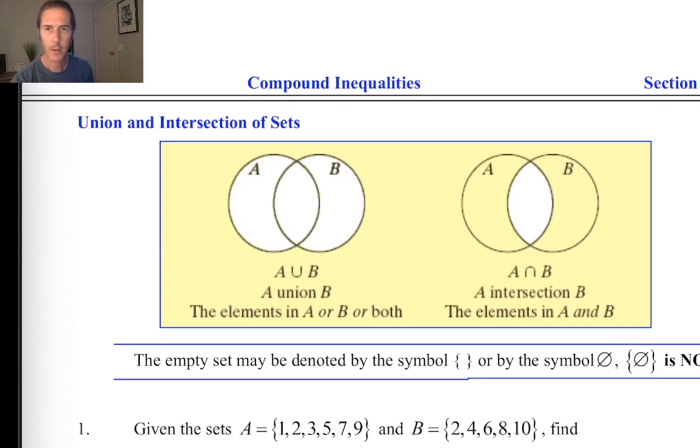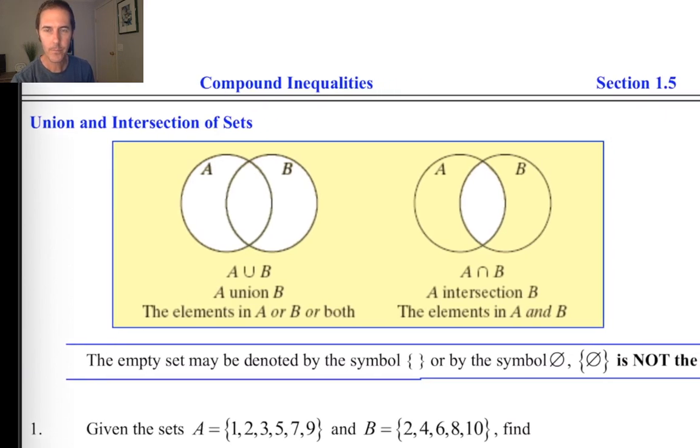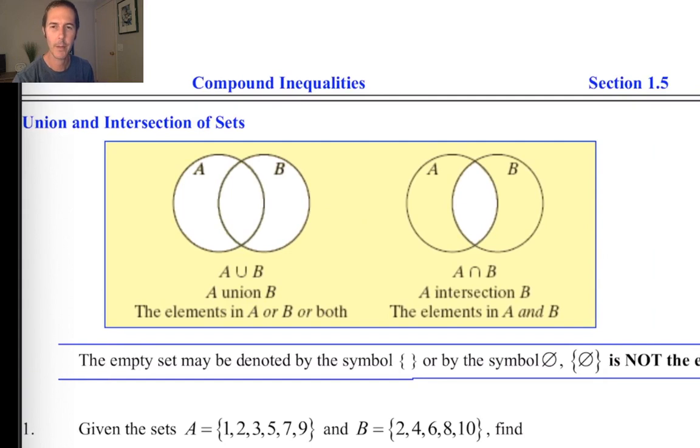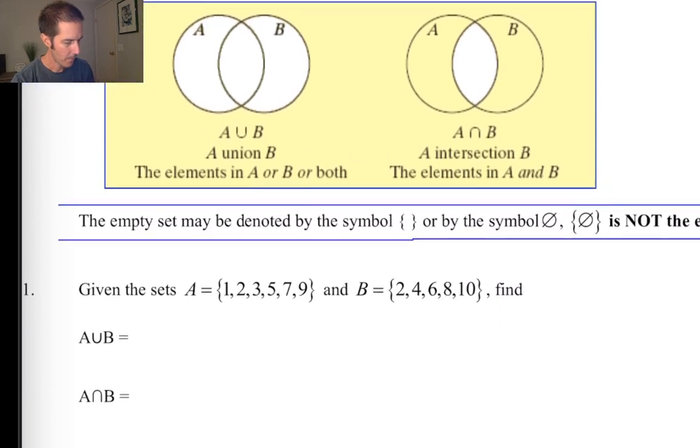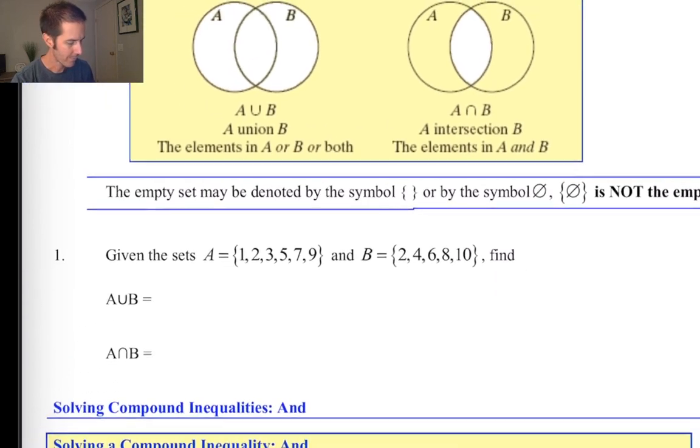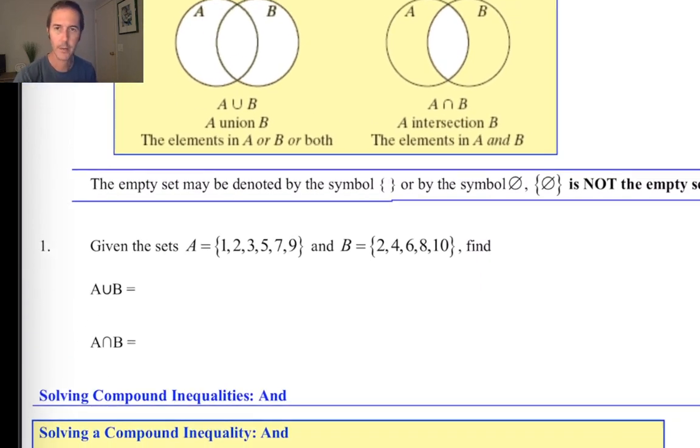But before that, on the right hand side, we see that A and B are overlapping, but only the middle region is shaded. And that's because we're looking at the intersection between these two sets. In other words, we're wondering, what elements are in A and B? In other words, what do they have in common? So let's have a look at an example.